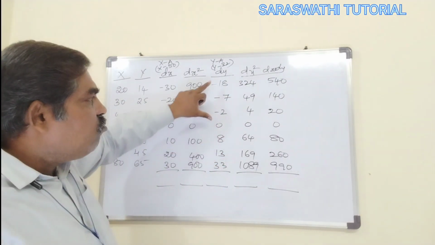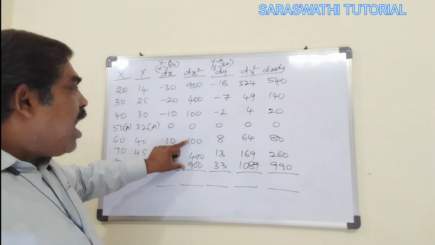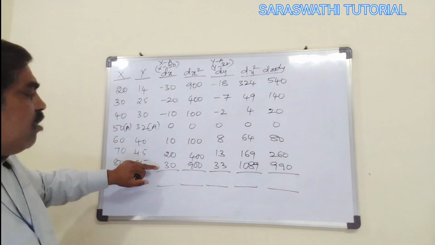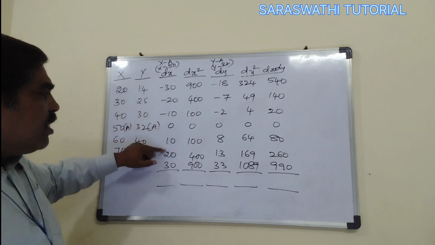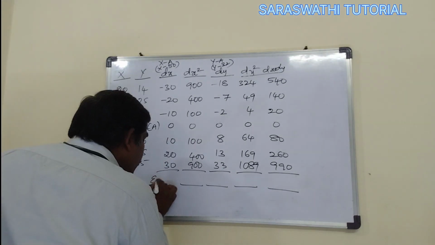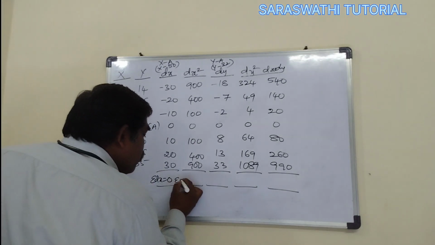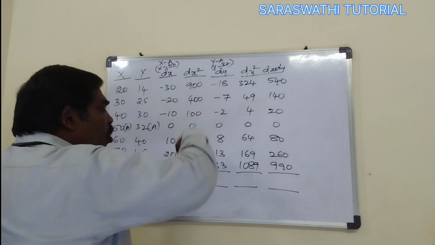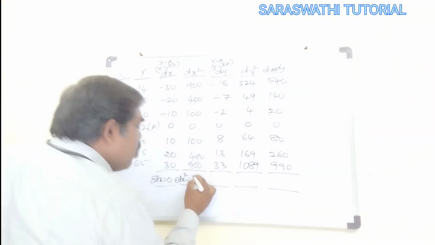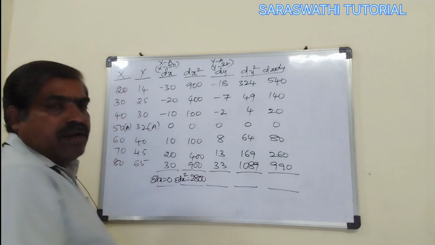Here add positives and deduct negatives. Here all the positives will be added. If you observe 30, 30, 20, 20, 10, 10, it will be 0. Summation dx you will get as 0. Then summation dx square, add all positives: 900, 1000, 1200, 2800.